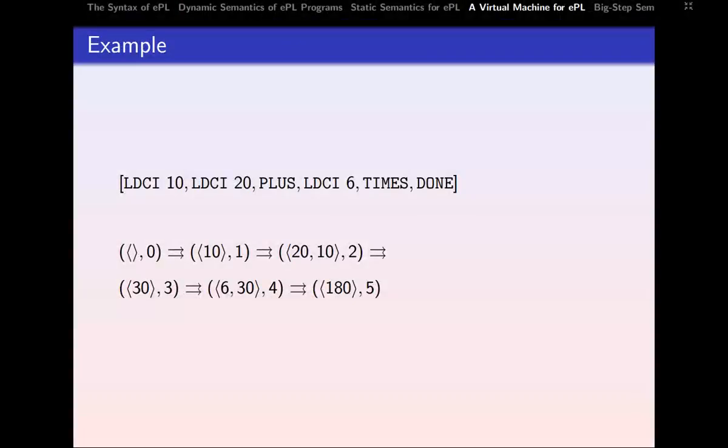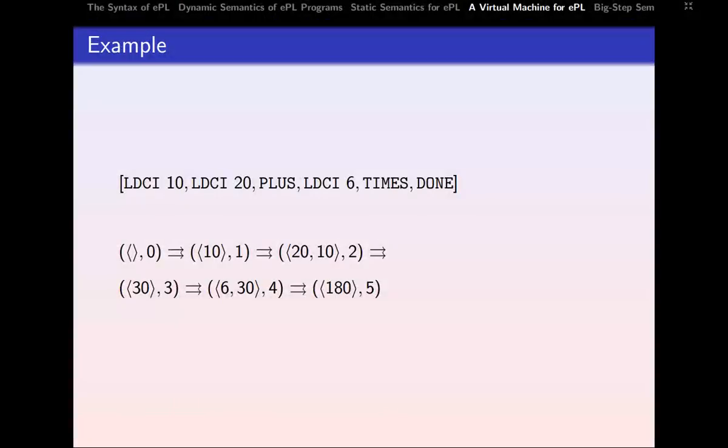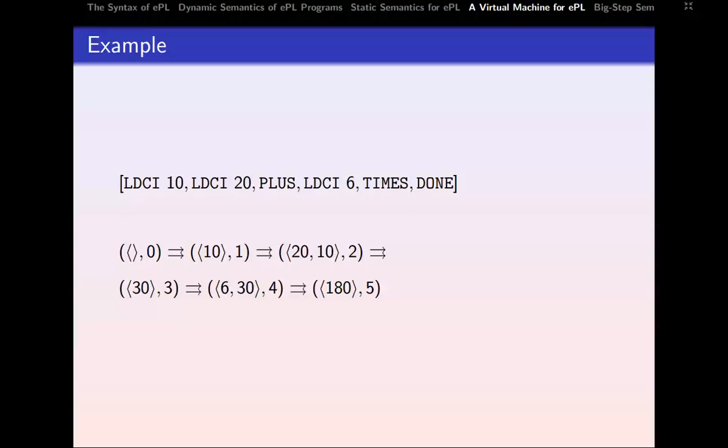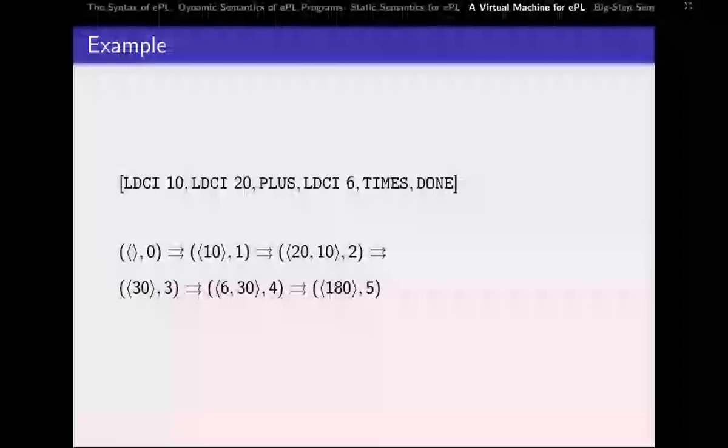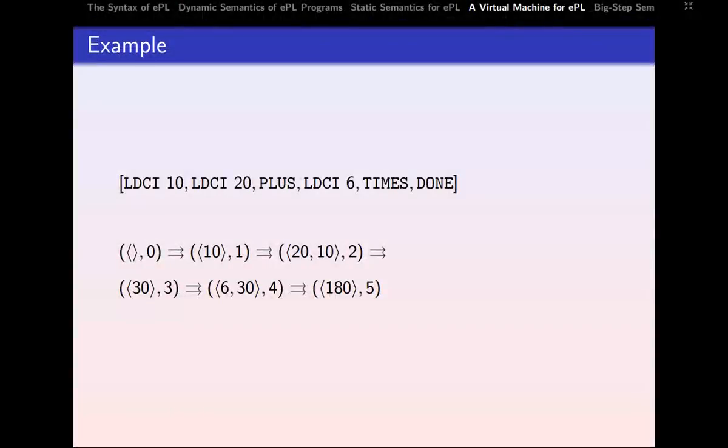Then we push the 6, and we have the 6 and the 30. We move on to the fourth instruction. Then we perform the times, right? And we end up in a state where at the top of the stack we have 180, and the fifth instruction points to done. Therefore, we cannot transition any further. And by the definition of what the result of the machine is, we can state that the result is 180. Cool?